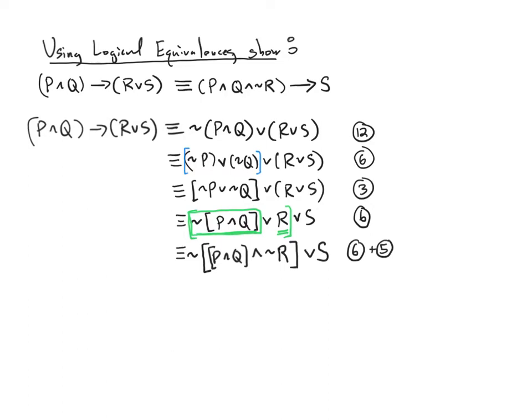So that's that step. And then, looking at this, we're almost done. We have P and Q and not R, and here we have P and Q and not R or S. So all we're going to do is use our conditional simplification to make this into a conditional. So this is the same thing as P and Q and not R implies S. And that's by the conditional simplification.